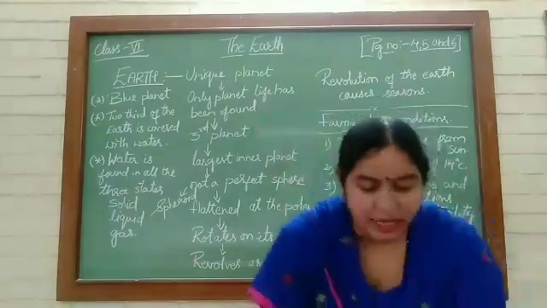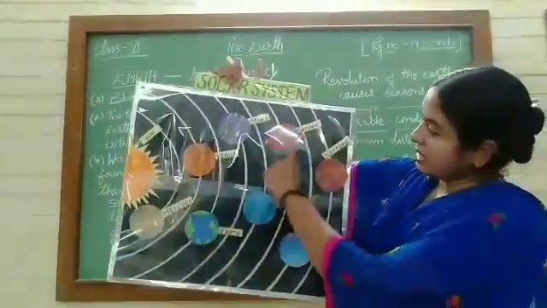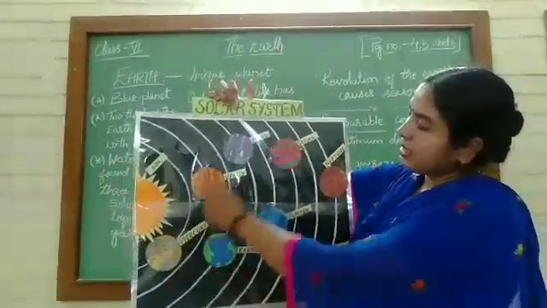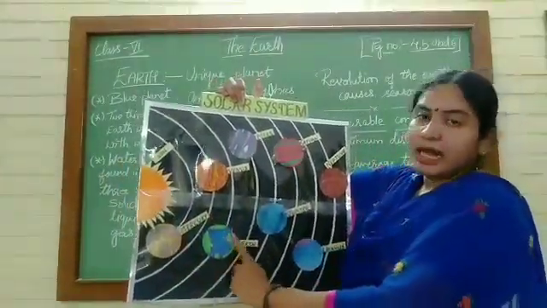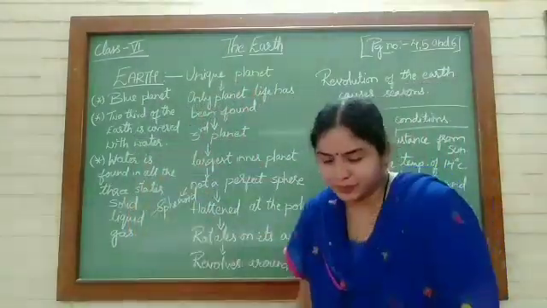What are inner and outer planets? Do you remember? I told you these planets are the inner planets and these are the outer planets. Among the inner planets, earth is the third, and amongst all the inner planets, earth is the bigger one, the larger one.